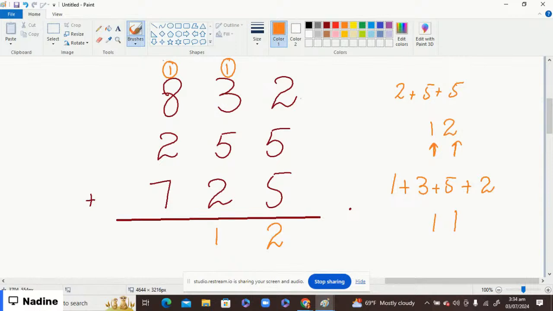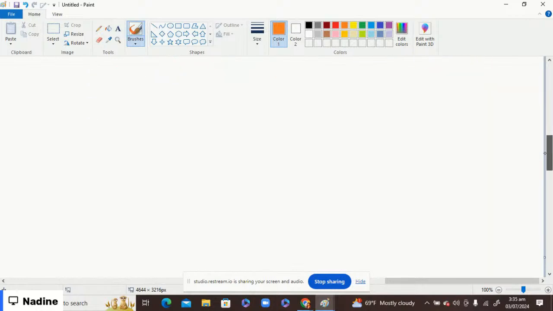Okay, now just add all of it. 1 plus 8 is 9. 9 plus 2 is 11. 11 plus 7 is 18. So this is the answer that we get when we add all these three numbers: 832, 255 and 721. You guys also solve it in your notebook and then check if the answer is the same or not. Let's do the next.